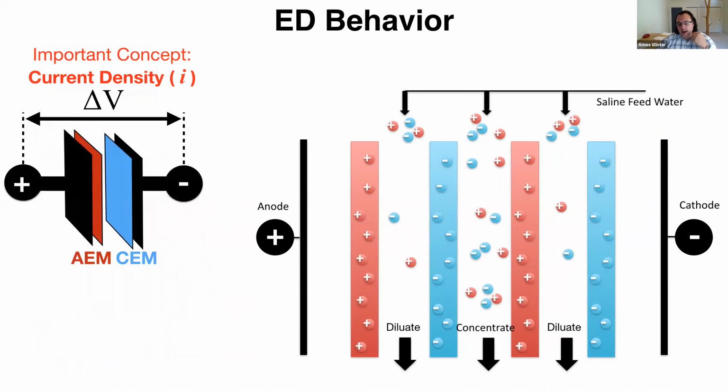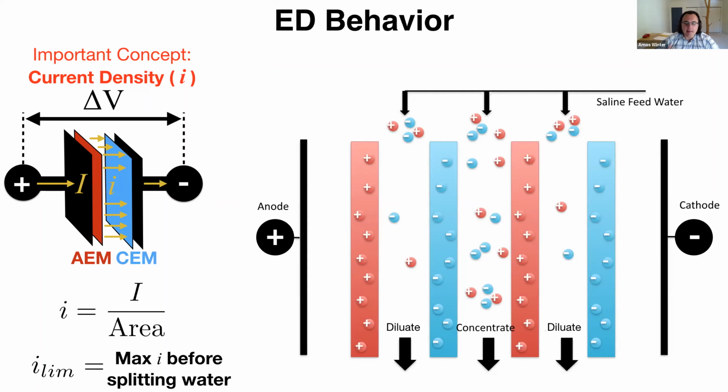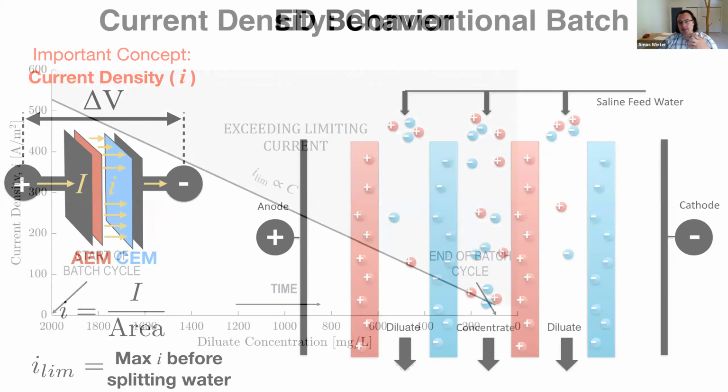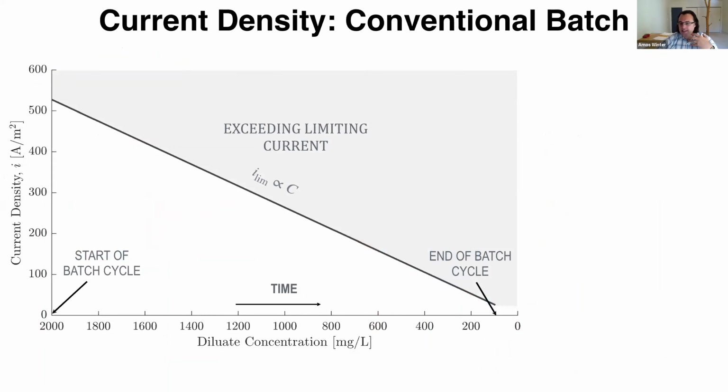Now, another important concept in ED behavior is current density. As you're applying this voltage over your membranes, you're going to drive a current through those membranes, and that current's going to be spread over an area. And that's your current density. And there's a limit to how much current density you can run through an ED system before you start splitting water and moving hydroxide ions instead of salt ions. So we took these insights and thought about how a typical ED batch system operates.